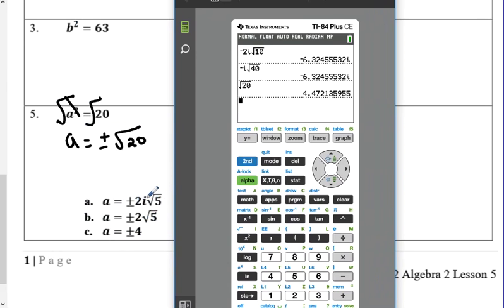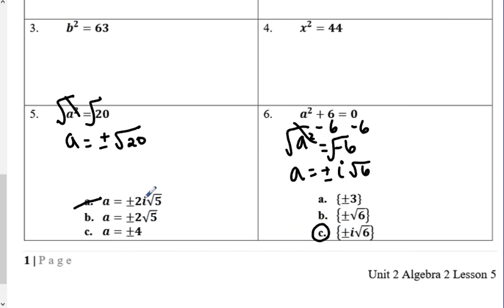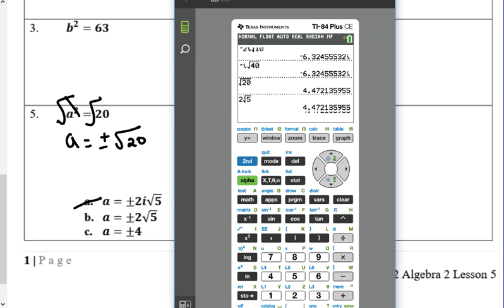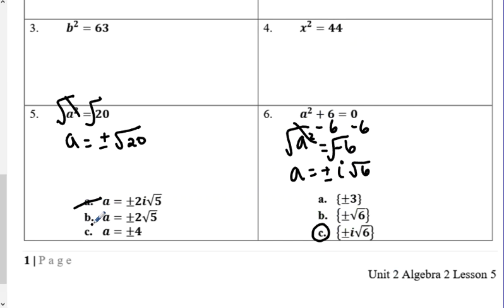I can already cross out A because I don't have a negative, so I shouldn't have an i. Well, square root of 20 is not 4, so it has to be 2 square root of 5, but I'll check it. So what is 2 square root of 5 in decimal form? It is the same thing. You see how everything is the same? So I know that it has to be B. A and B are similar, but A has the i, and I shouldn't have an i because there's no negative. Alright? So that's that.